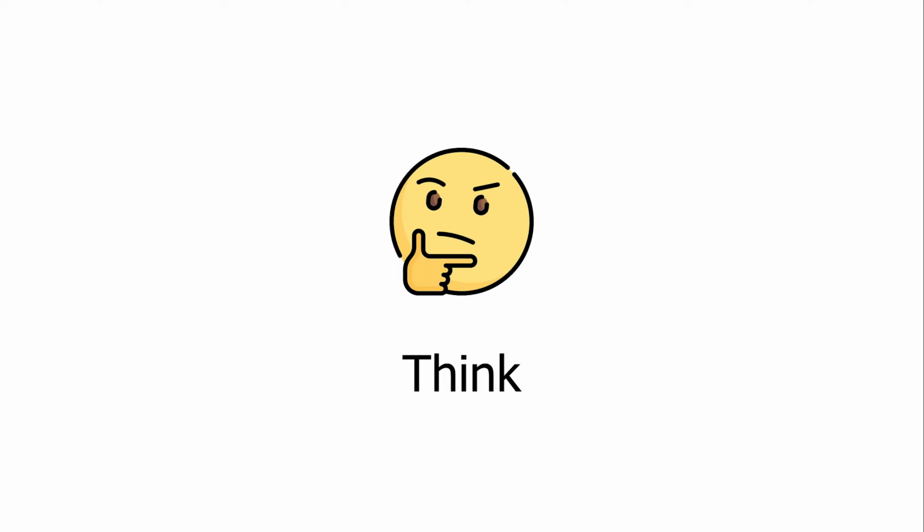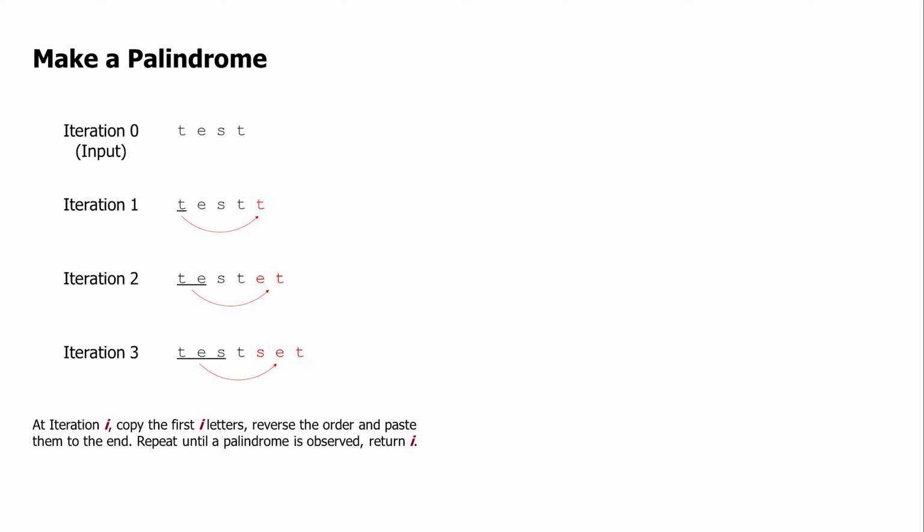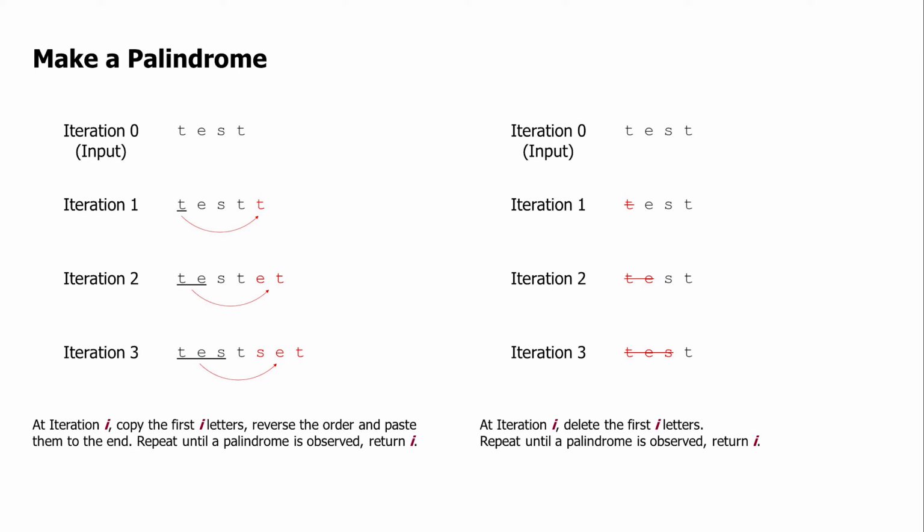Now, let's think about this process again. Is it really efficient? The challenge asks us to find out the number of letters to be added to the end to complete the palindrome. So naturally, we will add letters until a palindrome is made. However, we can actually achieve our goal by deleting letters. Let's take a look at the alternative.